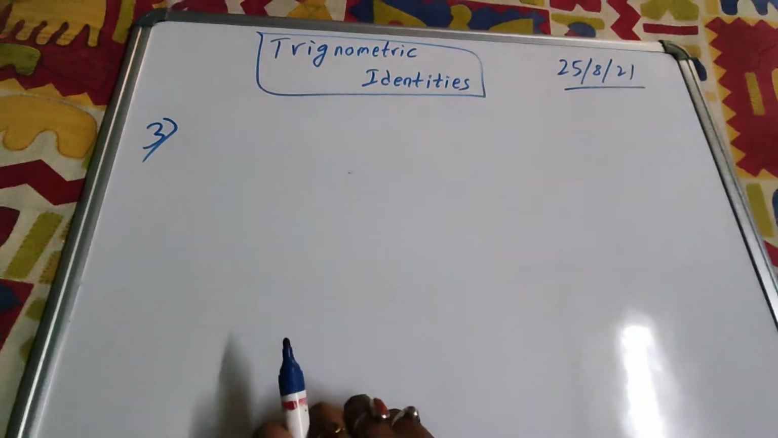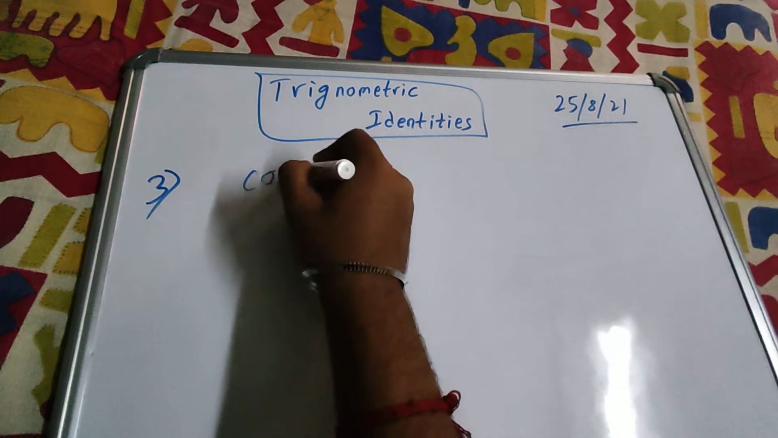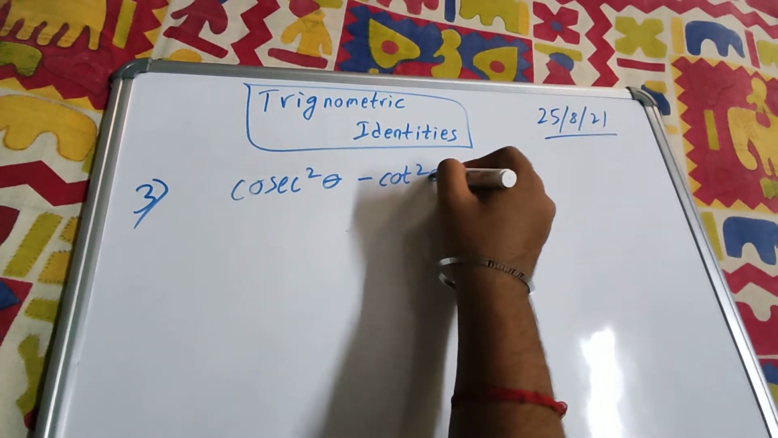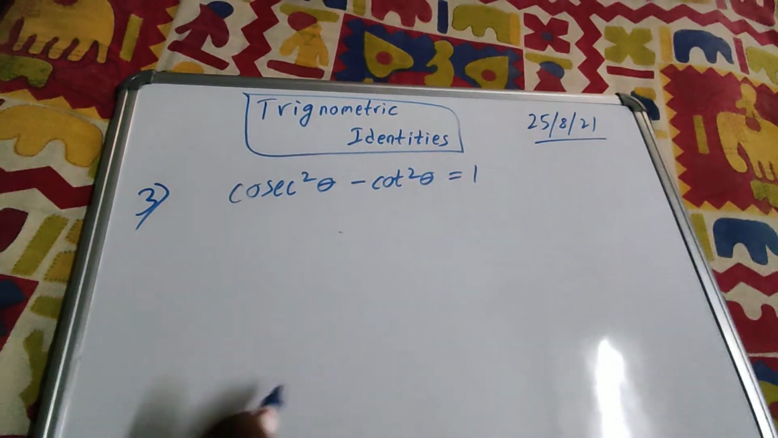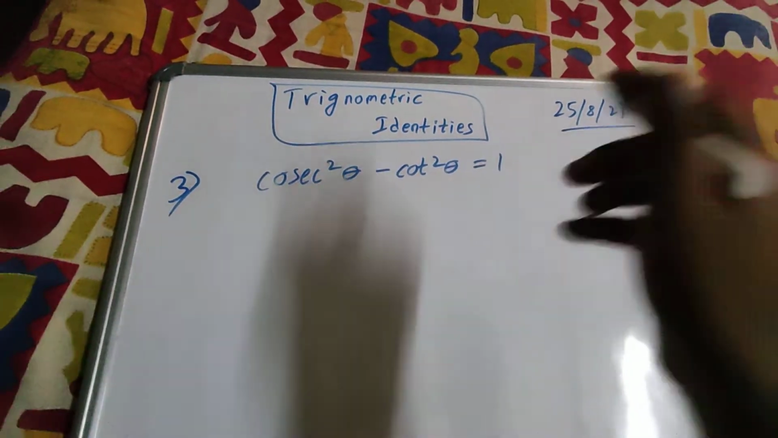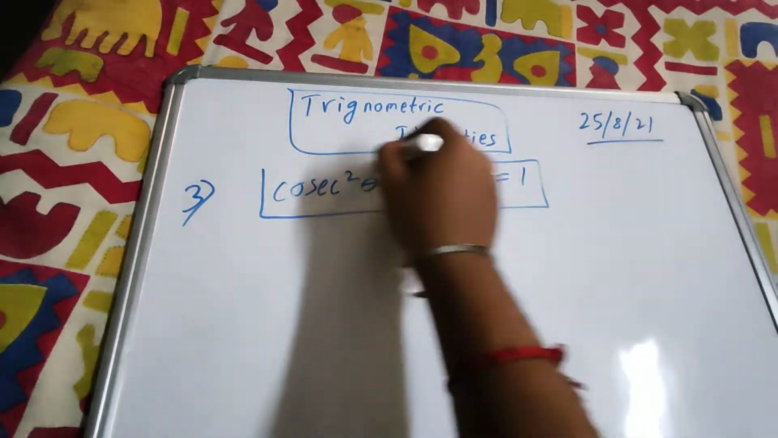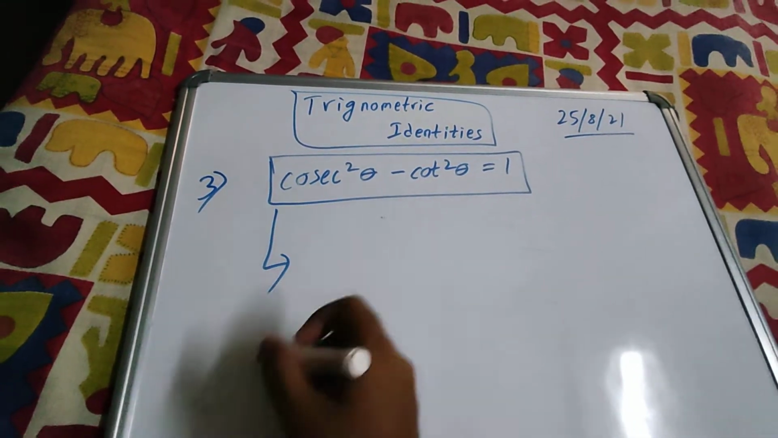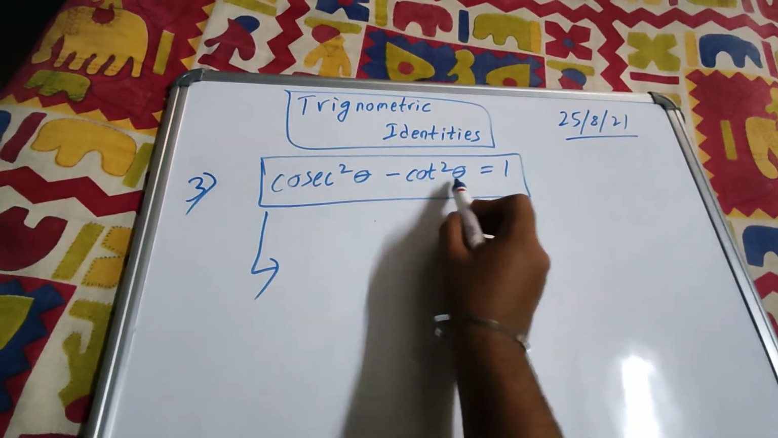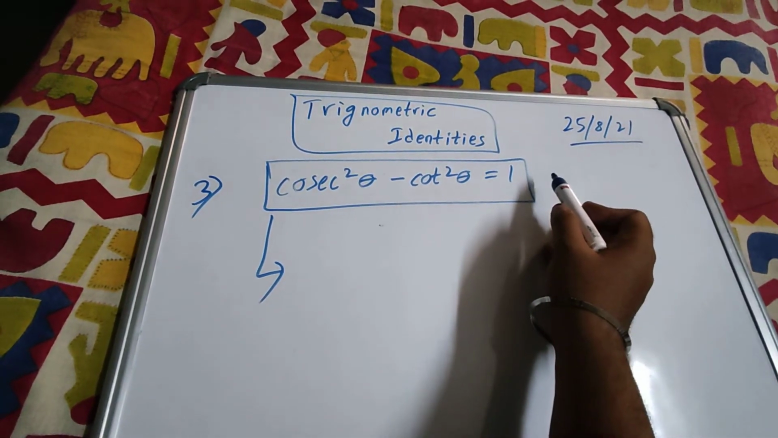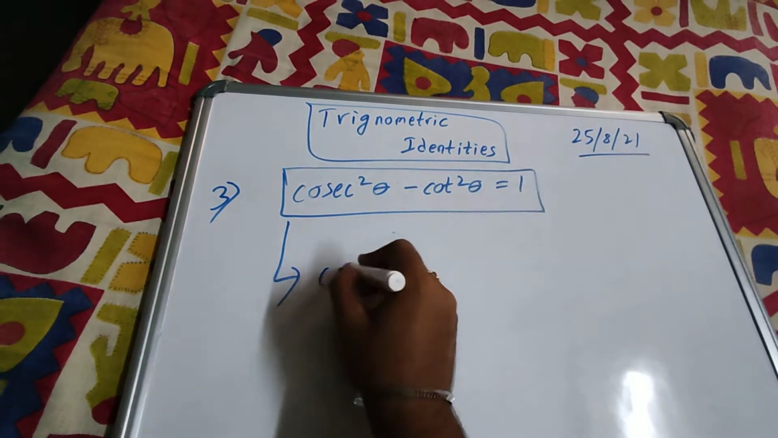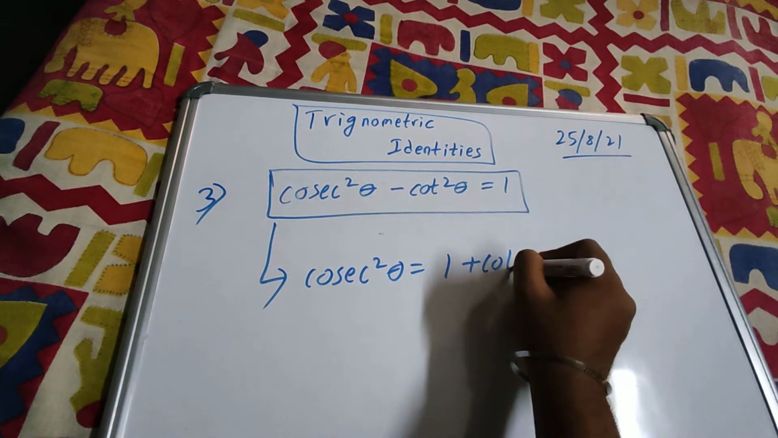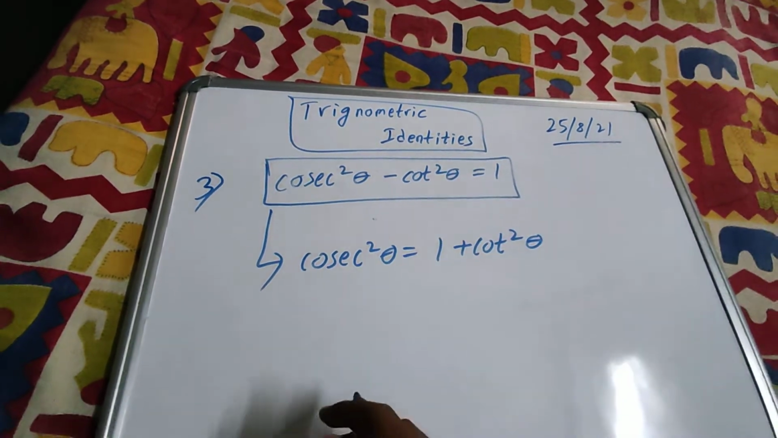The next formula is cosec square theta minus cot square theta equals 1. Again, this is our main formula, and we can derive two counterparts of it. One counterpart: minus cot square theta taken to that side will become plus cot square theta, so only cosec square theta will remain on the left side. So cosec square theta equals 1 plus cot square theta. Clear? This will be one counterpart.